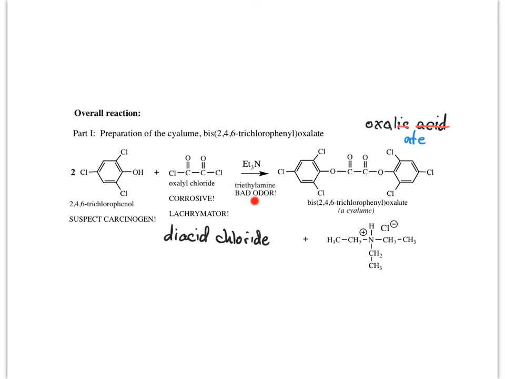And again, triethylamine. Amines are known for having bad smells. So keep the triethylamine in the hood. So we will make our product. Our byproduct is going to be triethylammonium chloride. Okay?